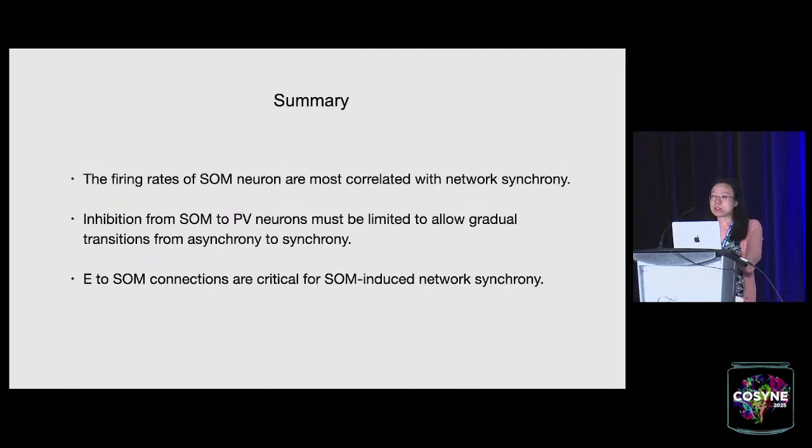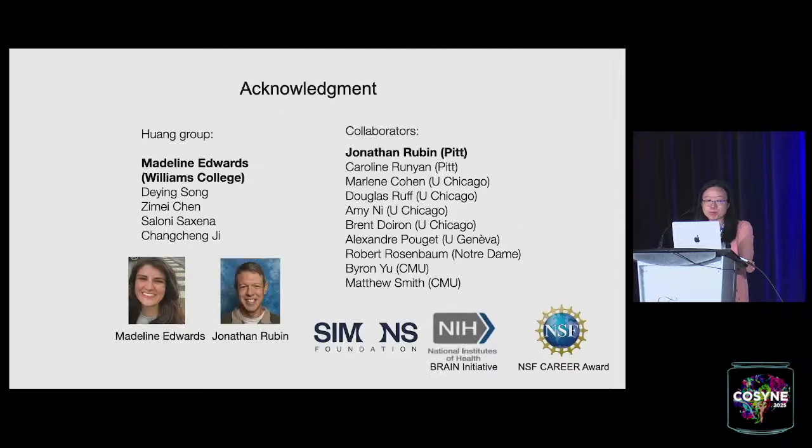So to summarize, we found that the firing rates of SOM neurons are most correlated with network synchrony. Inhibition from SOM to PV neurons must be limited to allow gradual transitions from asynchrony to synchrony. And E to SOM connections are critical for SOM-induced network synchrony.